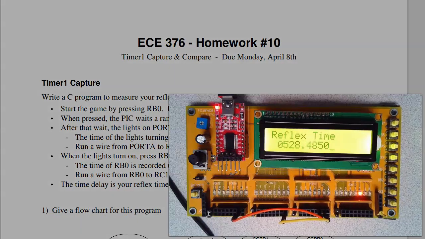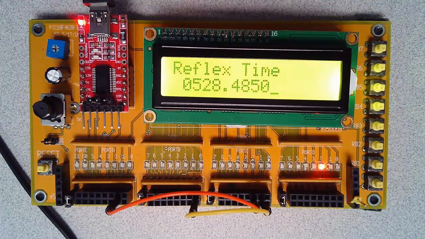So here's kind of the idea. What I want to do is press the button, RB0. When I press it, between 3 and 7 seconds later, the lights turn on on port A. When they turn on, I hit the button again and record the time difference. And this is in milliseconds.